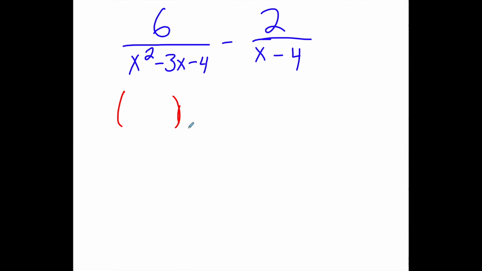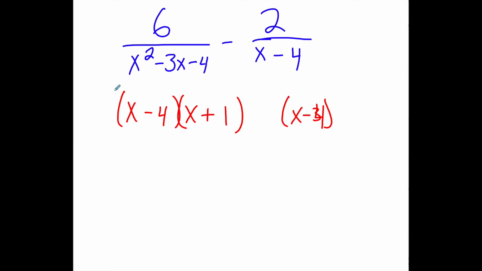So here I'm looking for two numbers that add to -3 and multiply to -4, and that's going to be x minus 4 and x plus 1, because -4 times 1 is -4, and -4 plus 1 is -3. Over here, I'm not going to be able to do anything. It's just x minus 4.